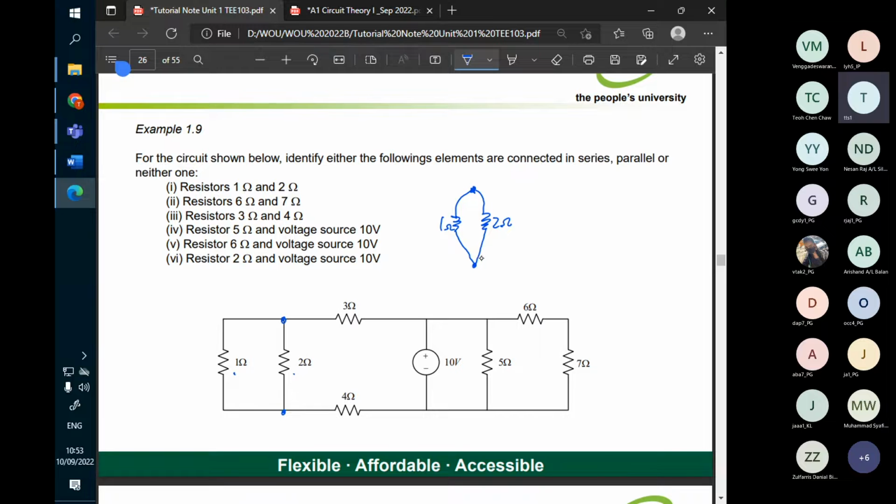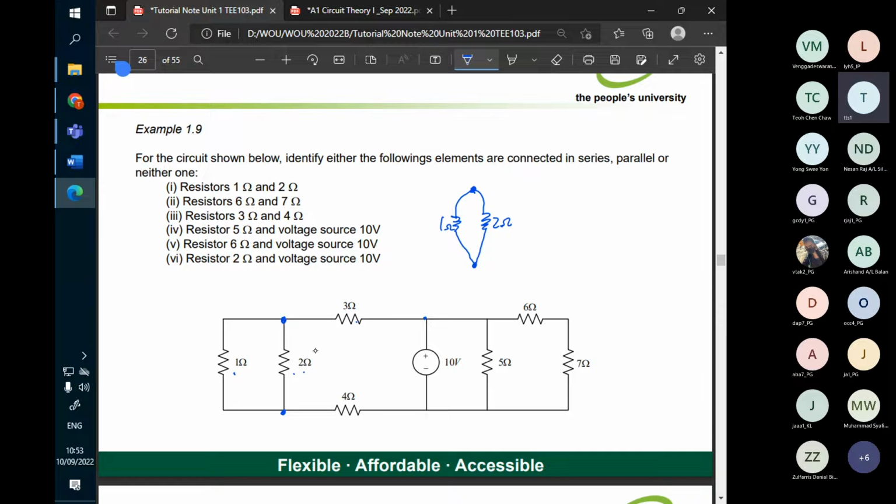So I say they are sharing the same nodes here. This node and this node. And this one, they are not sharing the same node, you see. 2 and 3, this 2 is coming from these two nodes and 3 is coming from these two nodes. So they are not sharing the same node.